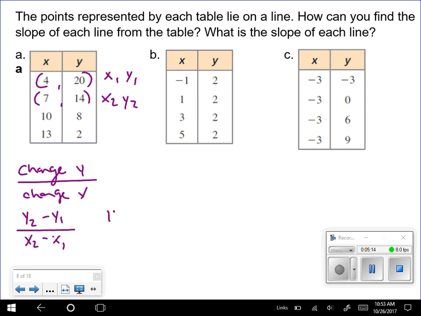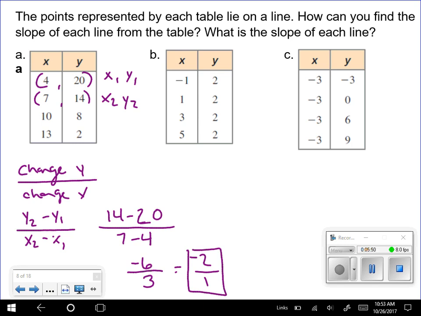So this is going to be 14 minus 20 over our x2, which is 7 minus 4. Okay, so 14 minus 20 is going to give me negative 6, over 7 minus 4, which is 3. We can simplify this to negative 2 over 1, or negative 2, and that would be our slope.